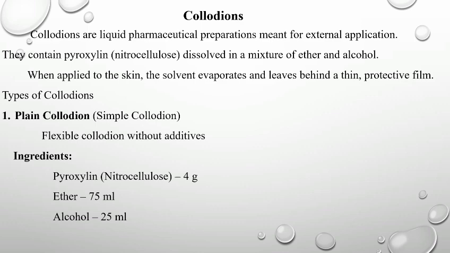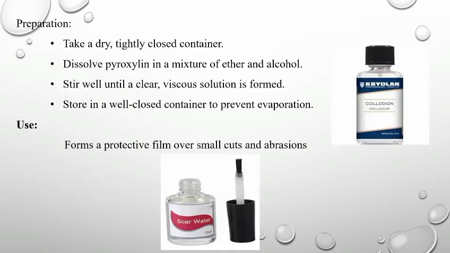Plain collodions have some additives without any medicated or active ingredients. For example, flexible collodion without additives. The ingredients used for the preparation of this plain collodion are pyroxylin, ether, and alcohol. Here we do not add any active ingredients. In the preparation, first we take a dry closed container and dissolve the pyroxylin in a mixture of ether and alcohol. Stir until a clear viscous solution is formed. We have to store it in a well-closed container to prevent evaporation of both the ether and alcohol. Usually it forms a protective film over small cuts and abrasions.